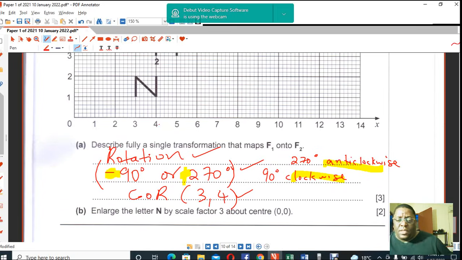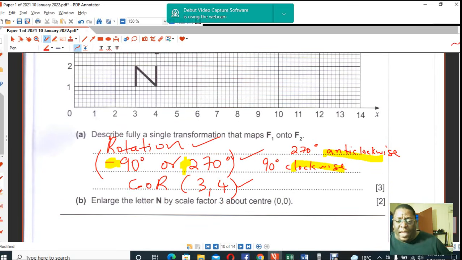Right, then there's another thing they're asking. They're saying that letter N is enlarged and the scale factor is 3. So from the origin, which is all the way here. Now what I like to do is I like to use vectors. So I'll take this point, for example, from the origin, this point here. This is the point 3,1.